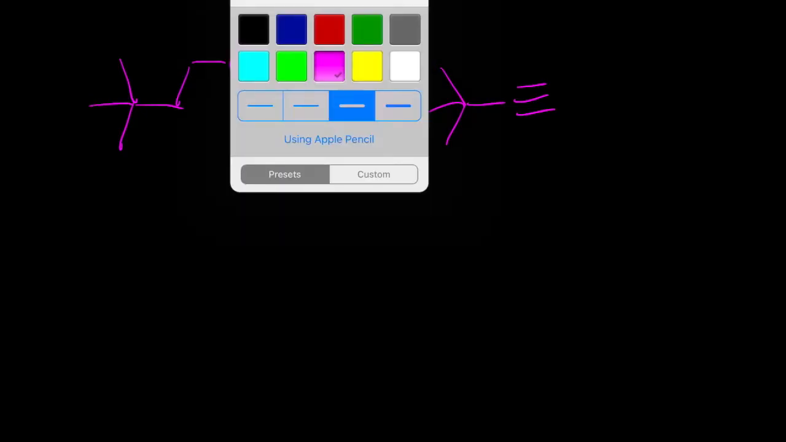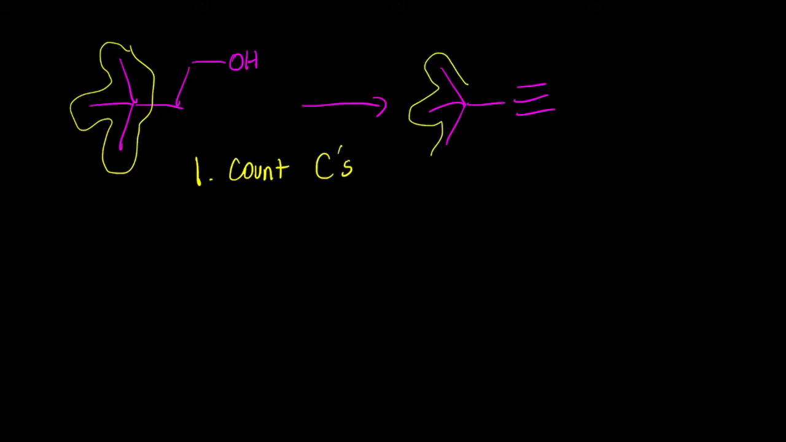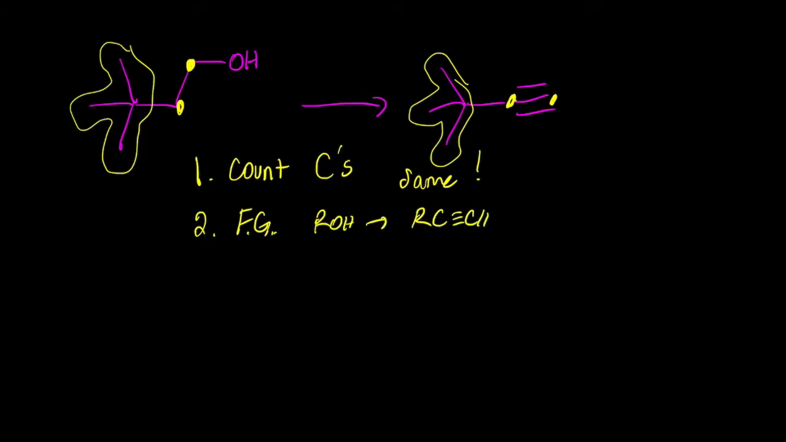And as always, you want to count the carbons. So, we've got this tert-butyl group here. So obviously nothing's going on there. So we want to count these carbons, okay? There's 2 carbons there and 2 carbons there. So we have the same number of carbons. So no funny business there. We are just changing functional groups, okay? So let's look at the functional group. We're going from an alcohol to an alkyne. All right, so that definitely is a change.